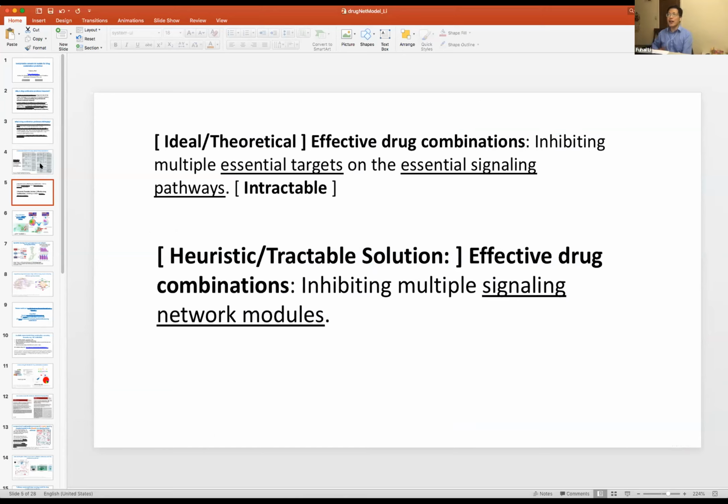Ideally, effective drug combinations inhibit multiple essential targets on the essential signaling pathways, but the challenge is the same as precision medicine. Precision medicine is defined as giving the right drug to the right patient at the right time. But we don't know what's the right drug and what's the right time. Similarly, for drug combination, we don't know what the essential targets are, and we don't know what the essential signaling pathways are. It's intractable. However, computationally, we still can do something. Heuristically, we can find tractable solutions by identifying drug combinations inhibiting multiple signal pathways or signal network modules. This is the basic idea.